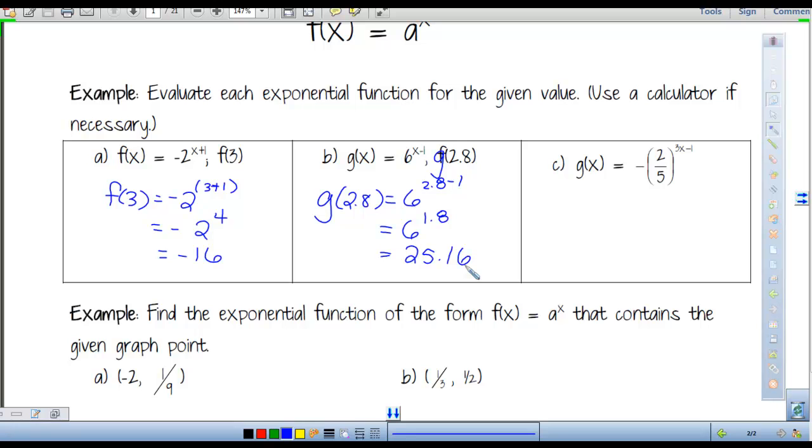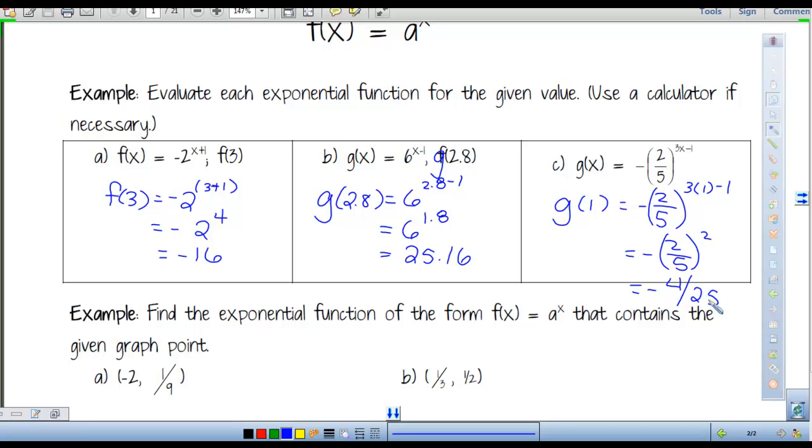And then here we have g of x equals -2/5 raised to the 3x minus 1. Let's say we're interested in, we'll make it simple, g of 1. So we've got -2/5 to the 2nd power, and so that gives me -4/25. Okay, questions about that?